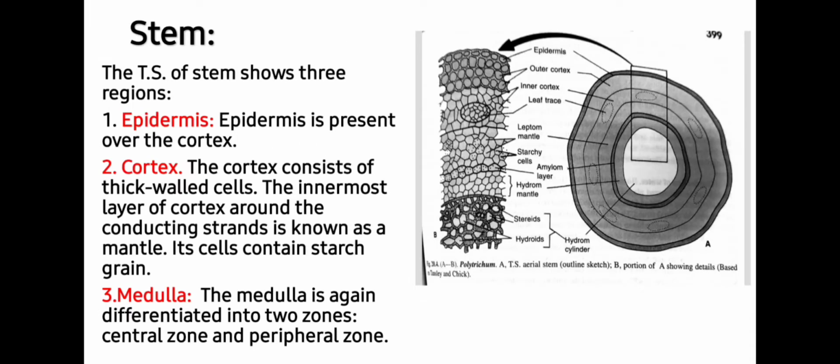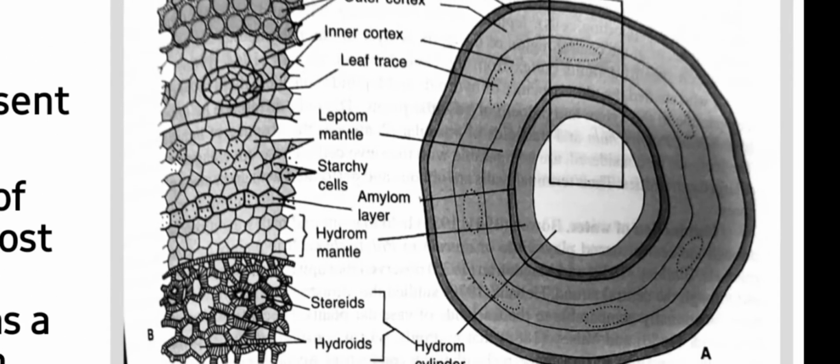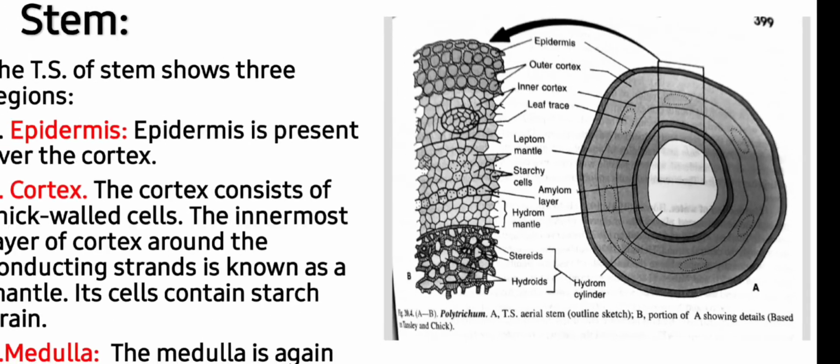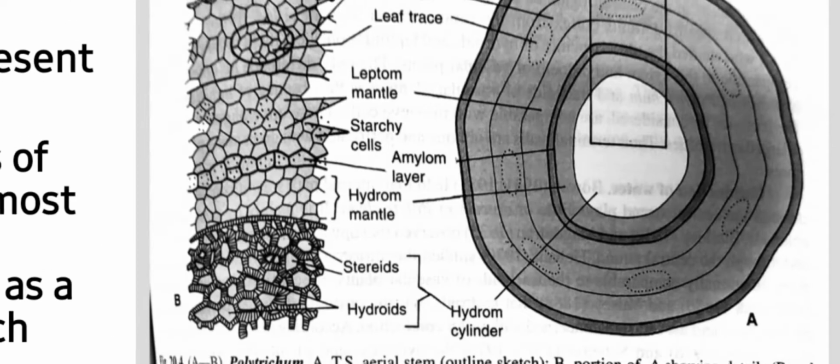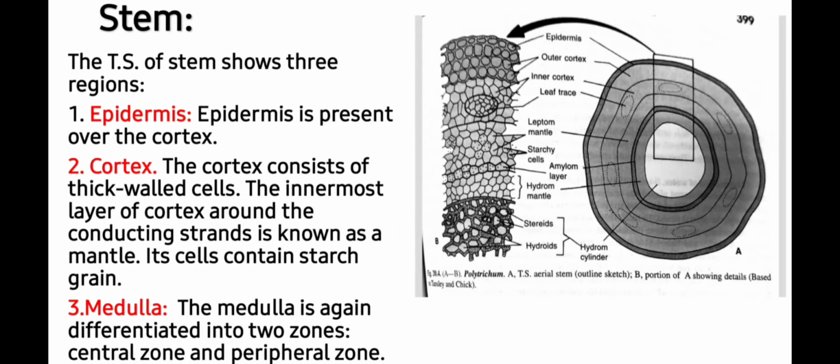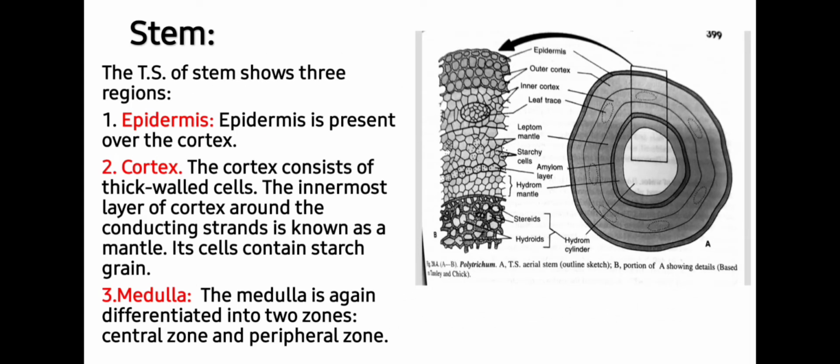Next is the stem. The TS of the stem shows three regions. Epidermis is the outermost layer, present above the cortex. Then is the cortex. Cortex consists of thick walled cells. The innermost layer of the cortex around the conducting strand is known as mantle. Its cells contain starch grains. Then the third region is medulla, that is the center portion. Medulla is again differentiated into two zones, central zone and peripheral zone.